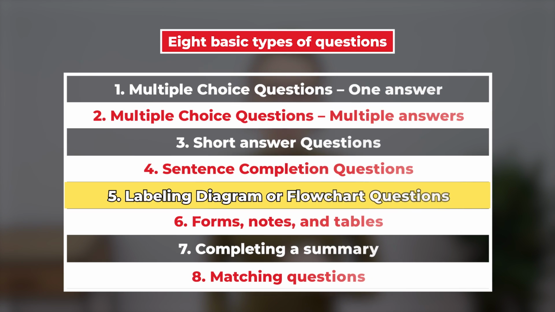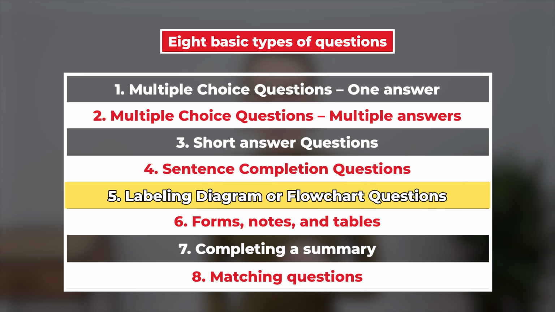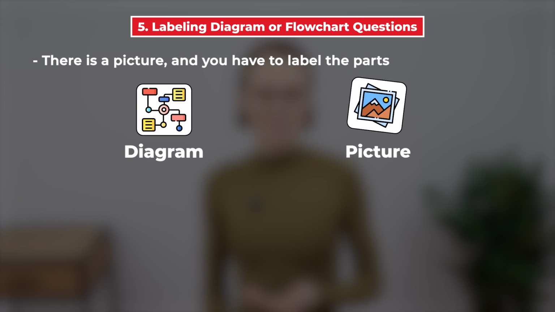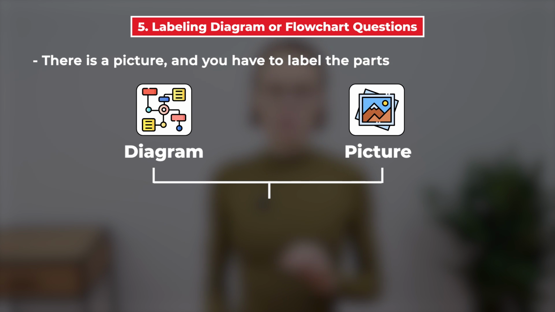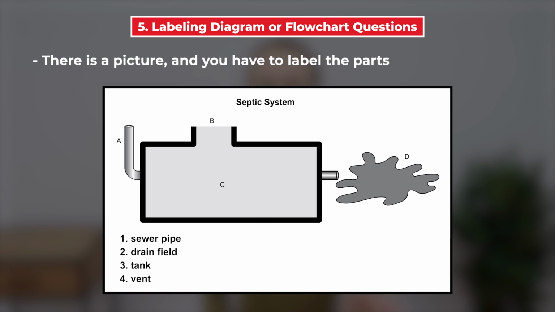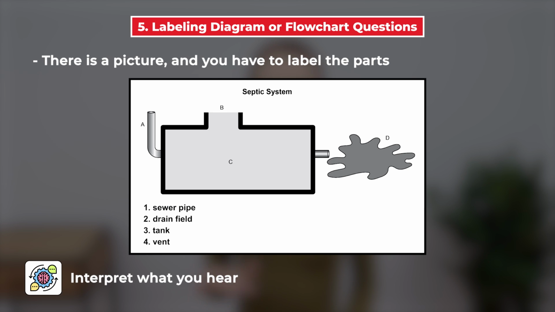There is one type of question that looks really different because there is a picture and you have to label the parts. It might be a diagram or a picture. The point of this type of question is to see how well you can visualize a description that you hear. For example, you may get this picture. So what do you have to do? You are given answer choices and must match them to the letters. To do this, you have to interpret what you hear.